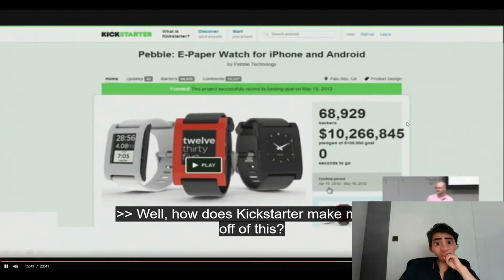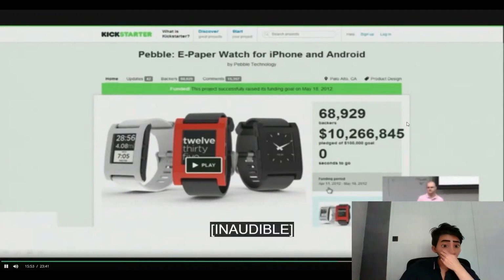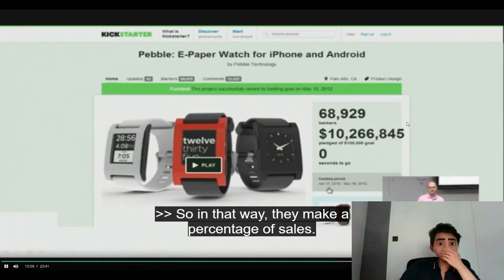How does Kickstarter make money off this? Kickstarter makes a percent, so I think it's about 6%. So in that way, they make a percentage of sales.